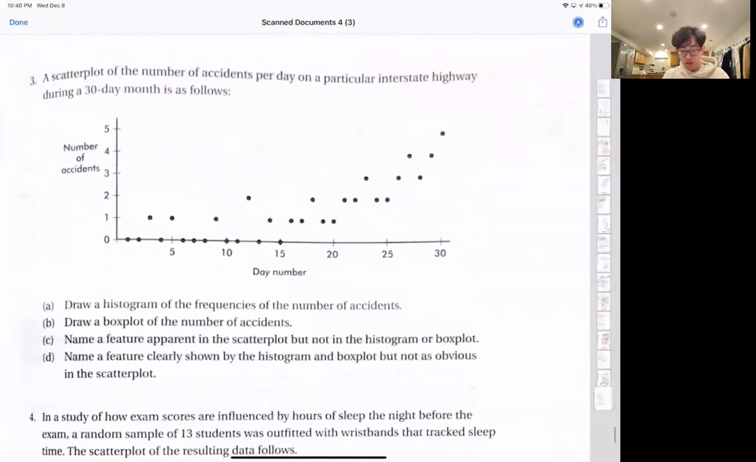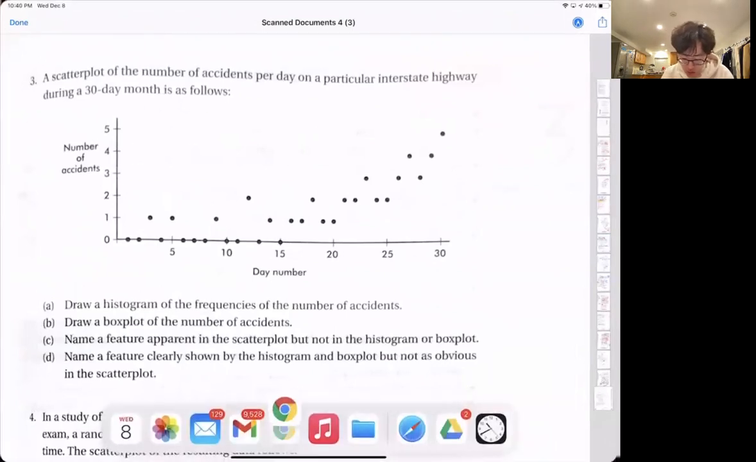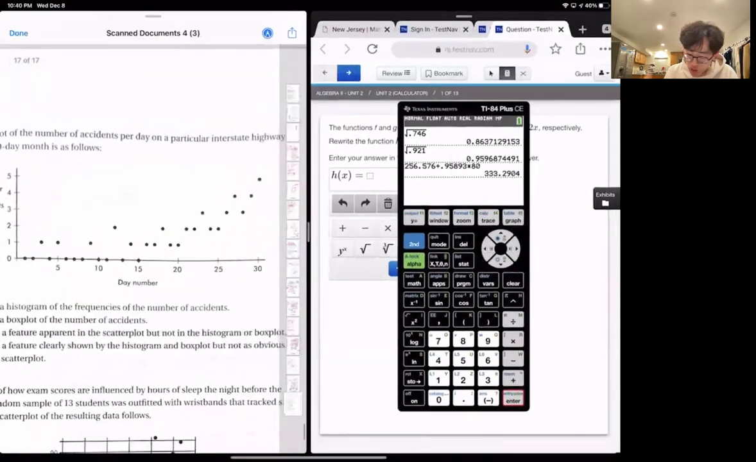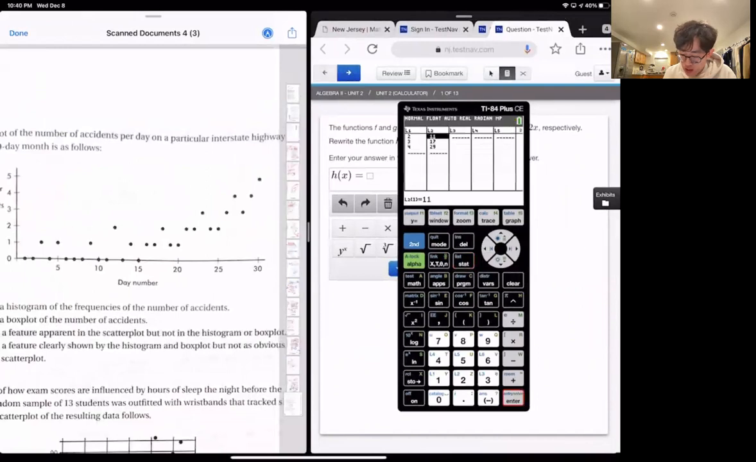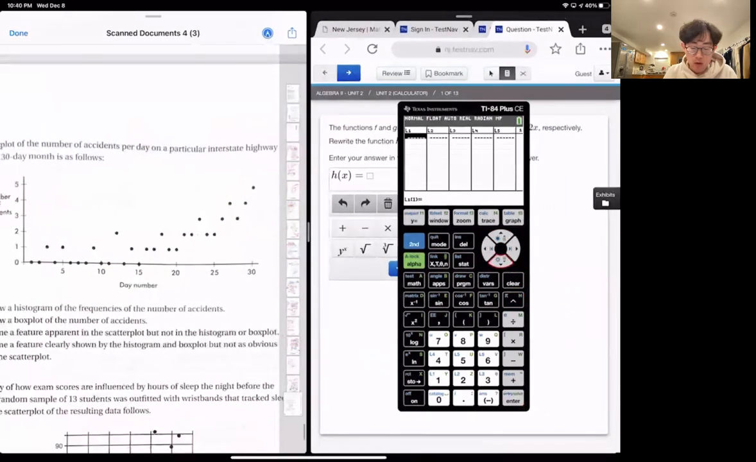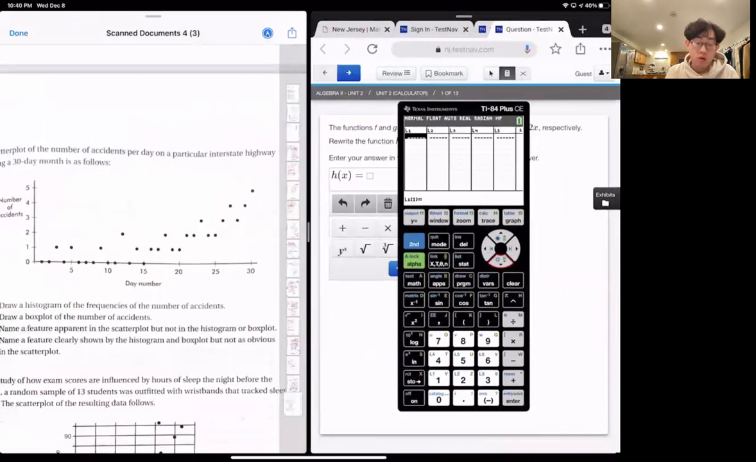Draw a histogram of the frequency of the number of accidents. Oh boy. All right, so this one, how are we supposed to do this? This is going to take a while, but I'm still going to do this for you guys, just for the sake of actually showing you what this is talking about. You guys are not going to get a question like this, but let's do it for the sake of actually practicing what we already know.